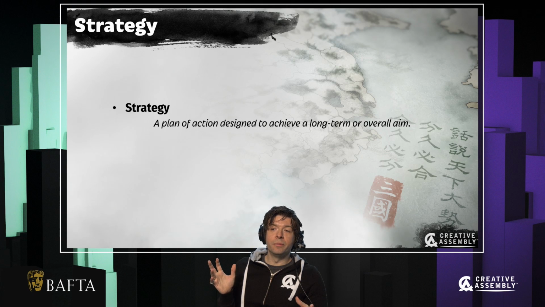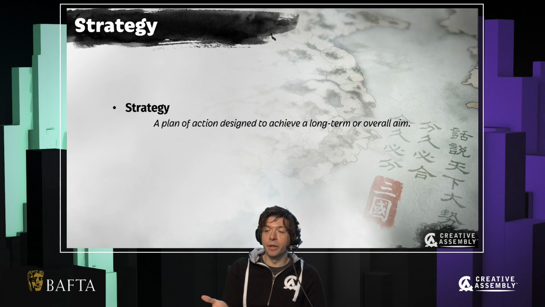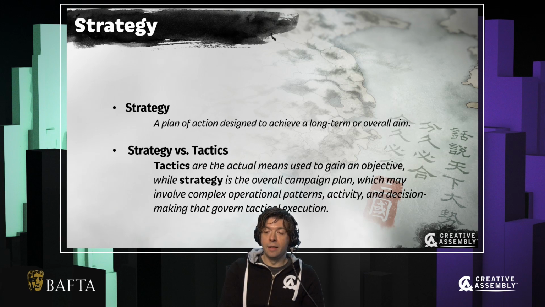First of all, I want to talk about strategy. Total War is a strategy game. What is strategy? If you look it up on Google, it says a plan of action designed to achieve a long-term or overall aim. And more importantly, in comparison to tactics, tactics are the actual means used to gain an objective, while strategy is the overall campaign plan, which may involve complex operational patterns, activity, and decision-making that govern tactical execution. So in short, strategy is designing your overall long-term aim or objective, and tactics is the execution towards it.